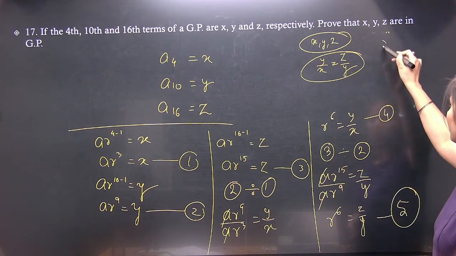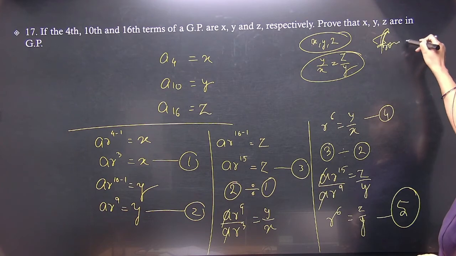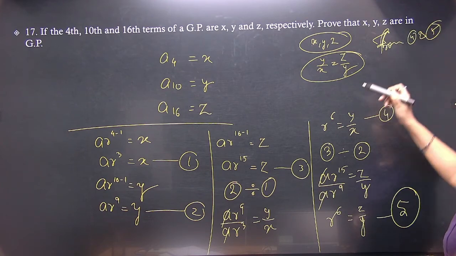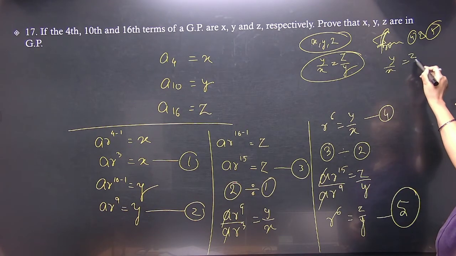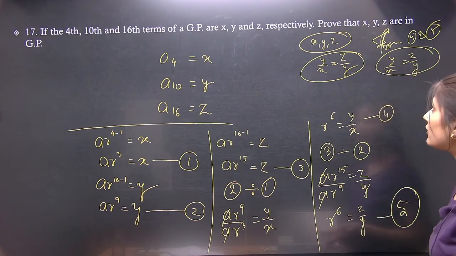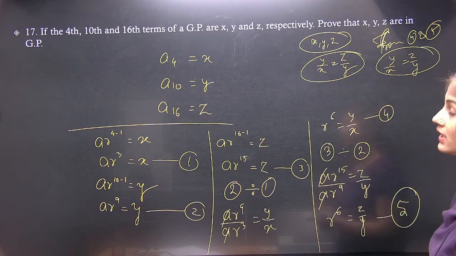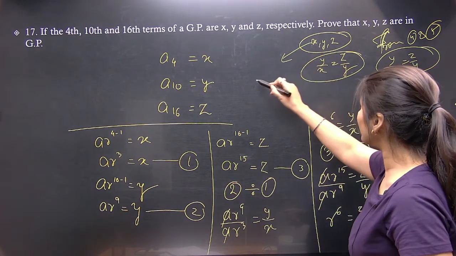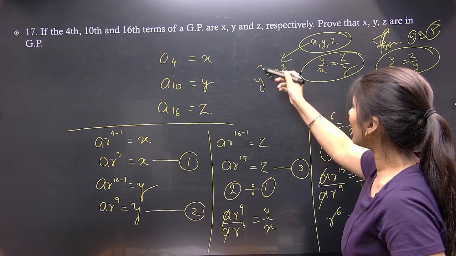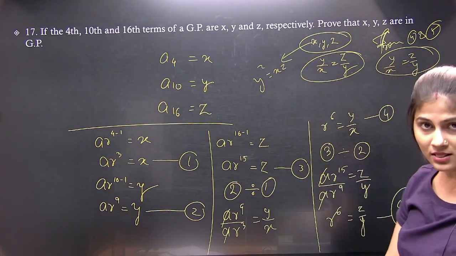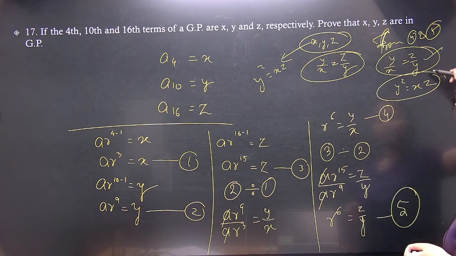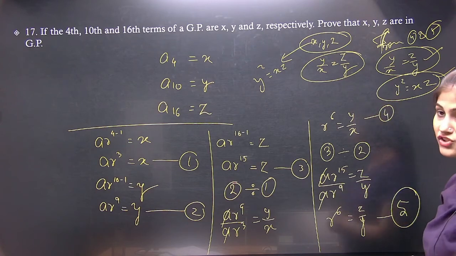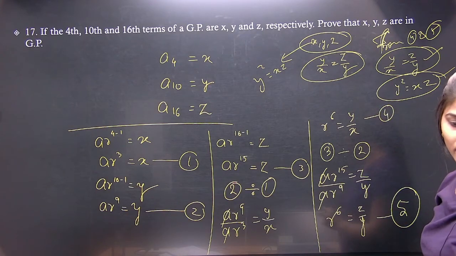So, we can say from 4 and 5, R to the power 6, that is Y by X is equal to Z by Y. So they are in GP. Simply, if you need to find that 3 terms are in GP, you have to prove that Y square equal to XZ. Square of second term is equal to product of first and third. So it is actually Y square is equal to XZ. So both the things say that X, Y, Z are in GP. Got it? Okay. So moving on to next question.